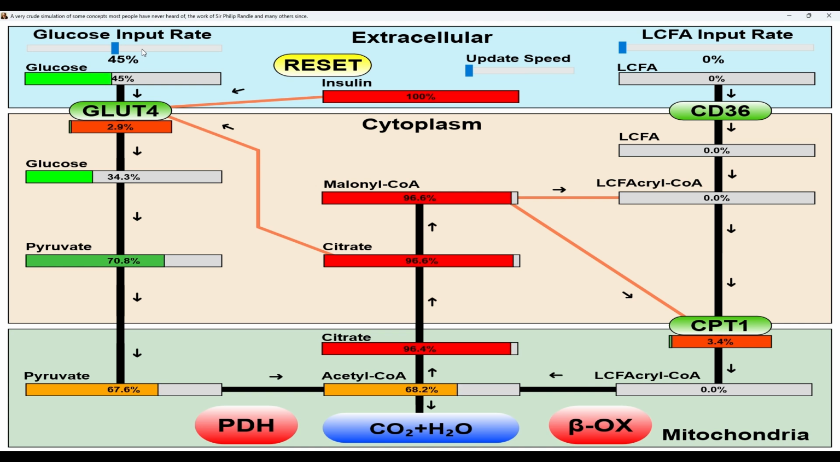A continuing progressive increase of glucose input will eventually result in a very unstable situation. You can increase the update speed to allow the simulation response to be shown more rapidly. A state where glucose, insulin, or long-chain fatty acids are in excess is not ideal. The other side of this situation is a progressive increase in the rate of long-chain fatty acid input, which will result in the same progressive impact on citrate levels and malonyl-CoA levels on the GLUT4 and CPT1 receptors.